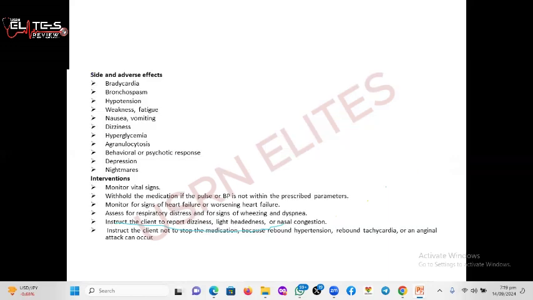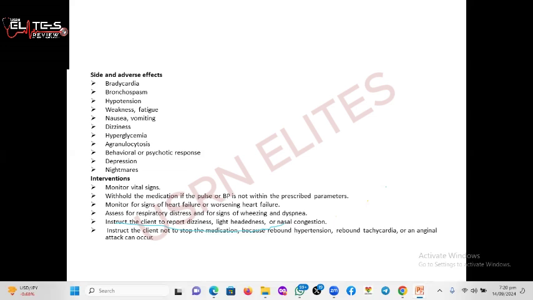The side effects, because they affect the heart rate, we could have bradycardia, bronchospasm, hypotension, and then it could also lead to agranulocytosis. It could cause hyperglycemia and all those things, nightmares, depression, and all these things are there. Vital signs are very important.